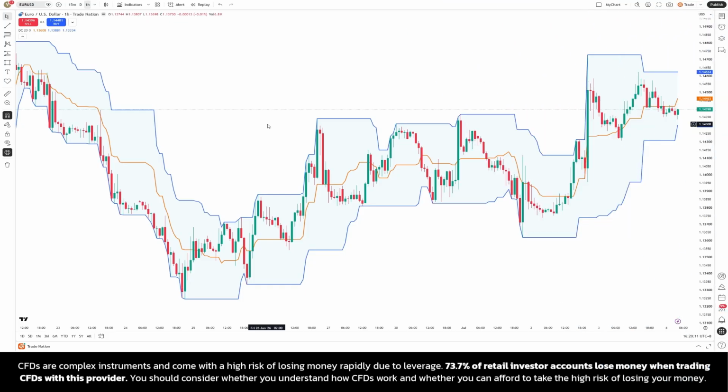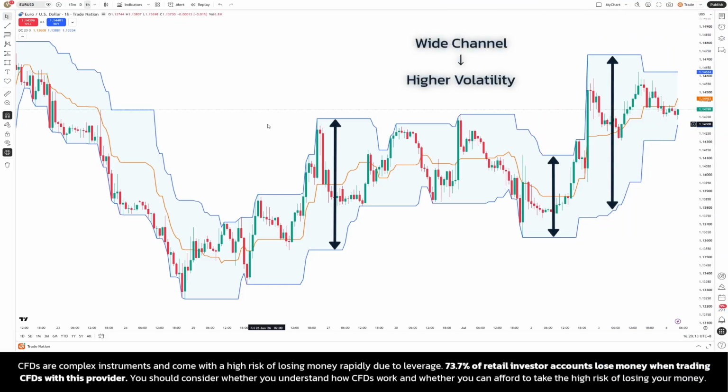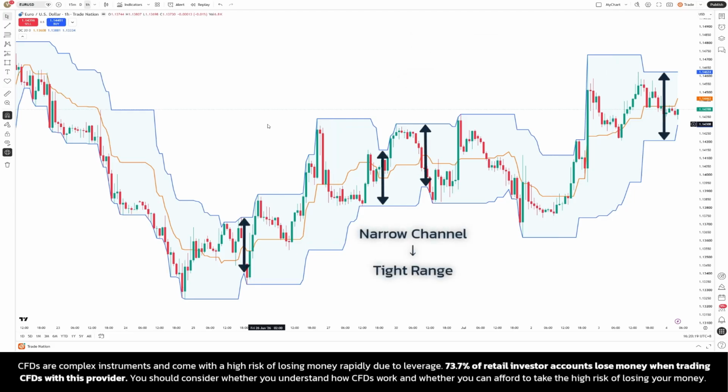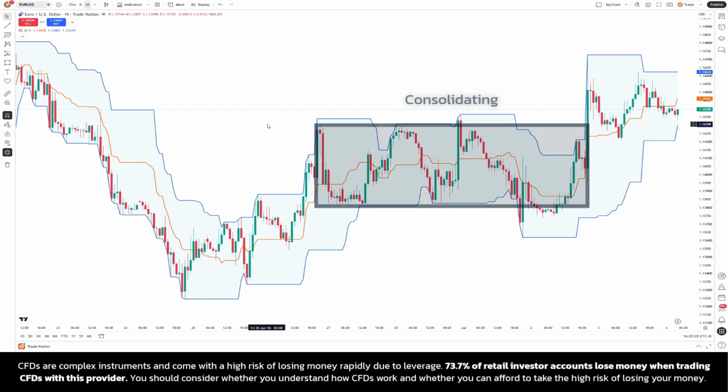The width of the channel also matters. A wider channel shows that the recent high and low are far apart, which usually reflects higher volatility. A narrower channel shows that price has been moving within a tighter range. This is why Donchian channels can be useful for spotting both consolidation and expansion. A narrow channel followed by a break of the upper or lower band can suggest that price is moving out of a quiet phase into a more active one.